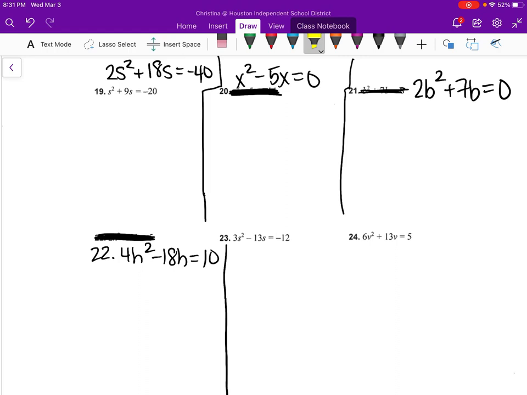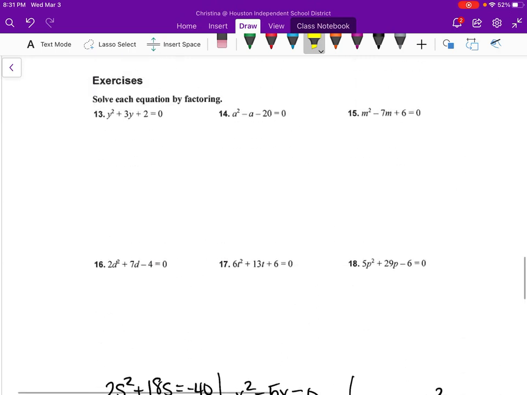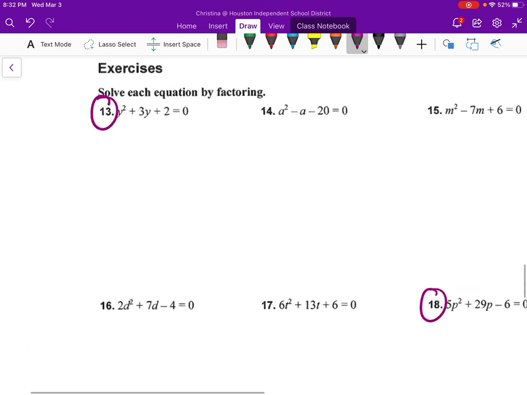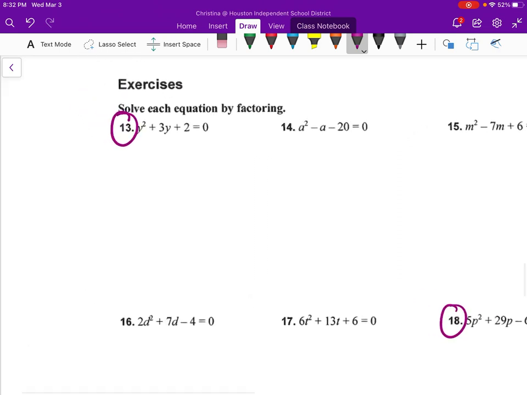So I'll eventually get to these questions here, but I want to start up here at the top, just to kind of ease us into the questions at the bottom. Okay, at the top of this page in purple, we'll do question 13 and 18. So we'll start off fairly simple. Okay, question 13, let me zoom in a bit. We're going to solve this by factoring.